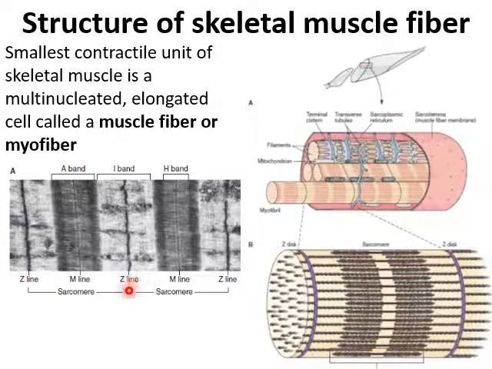The part of the myofibril between two consecutive Z lines is called the sarcomere, which is the fundamental contractile unit of the muscle. Its length varies between 2 to 2.6 microns.